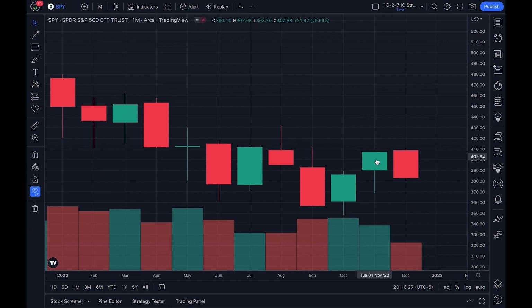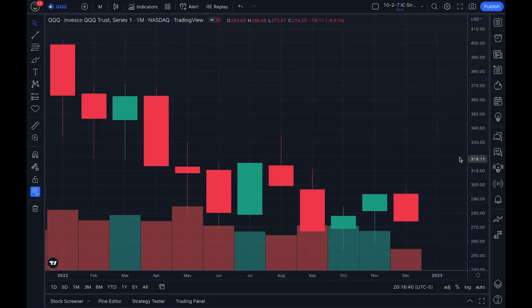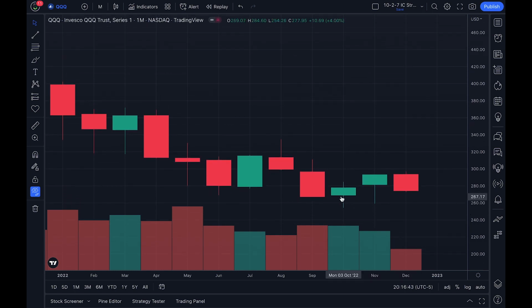You can see we had a good two months, October and November, in the markets, and then so far December is red. So green for November for the SPY. Let's take a look at the QQQs, and you can see once again, if we just scale this right here, green October, green November for the QQQs, again red in December so far.